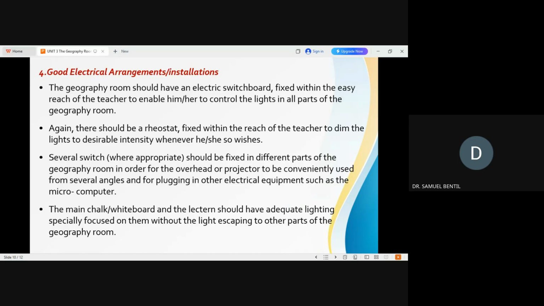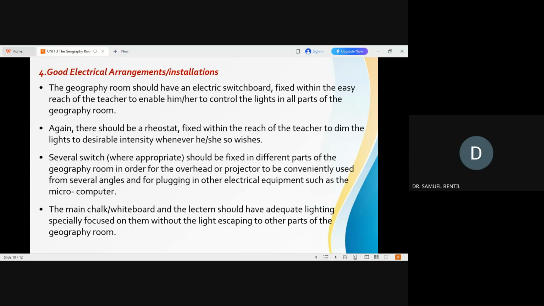Also, there should be a rheostat fixed within the reach of the teacher, and the essence of this rheostat is to enable the teacher to control the light intensity in the room. So the teacher can use the rheostat to dim the light to their desirable intensity whenever he or she wishes, depending on the kind of craft that he's doing.